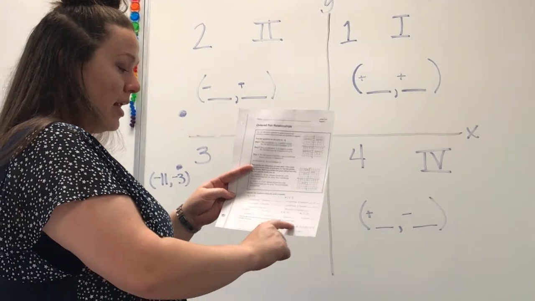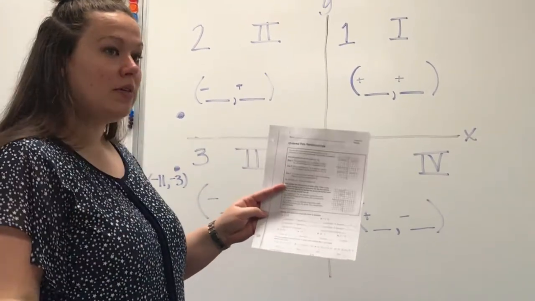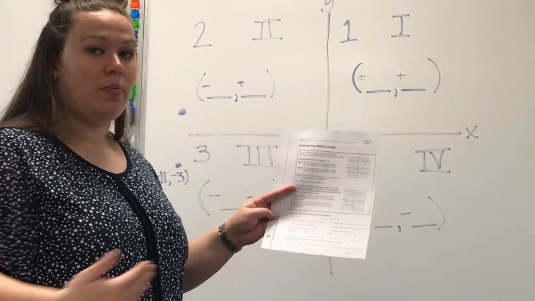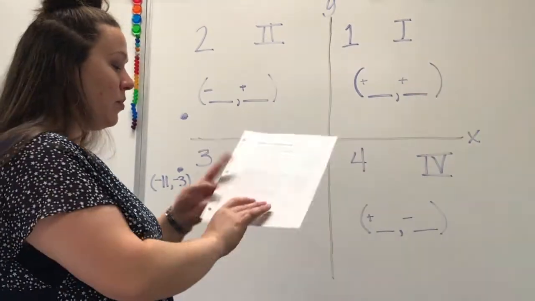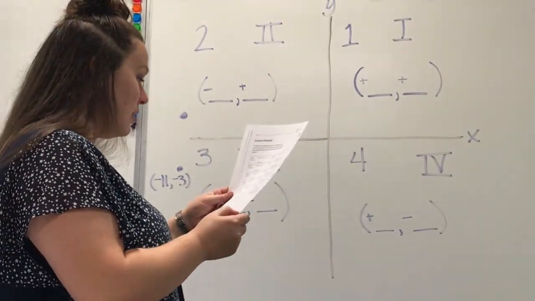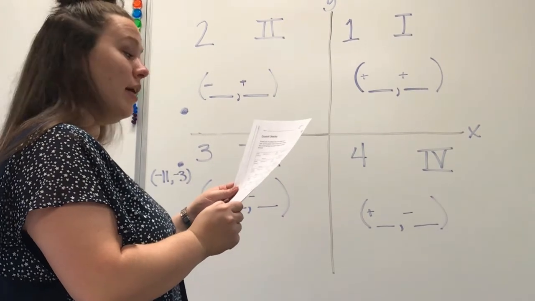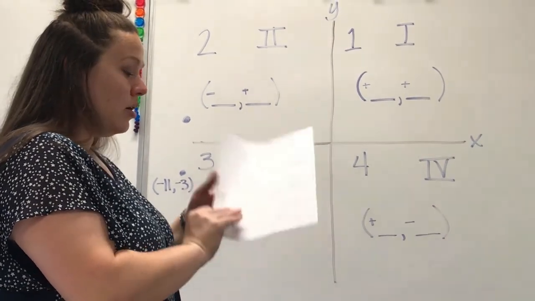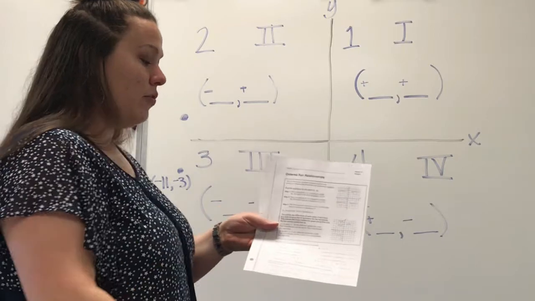Number 7, 8, 9, and 10, those are the ones where you have to say which line did it jump over, okay? And you do not have to do the back, okay? So you're only worrying about the front right now.